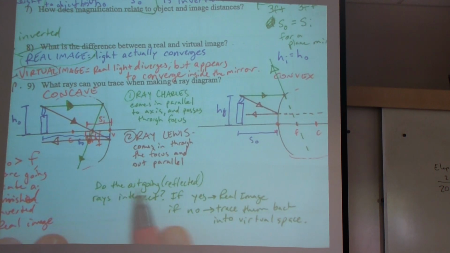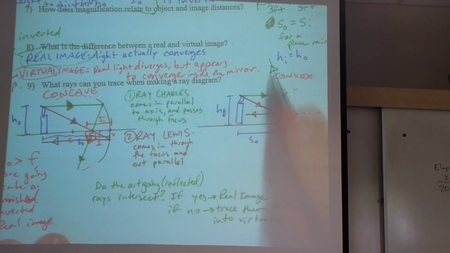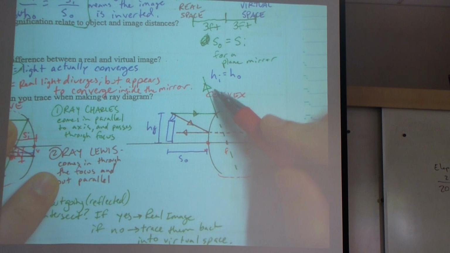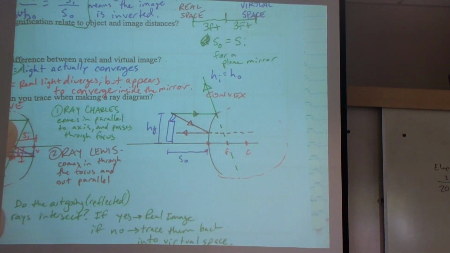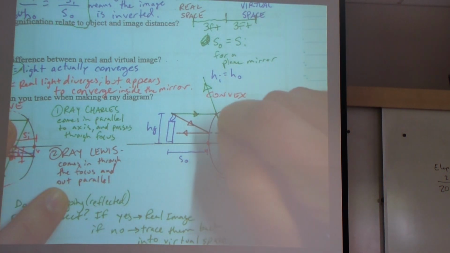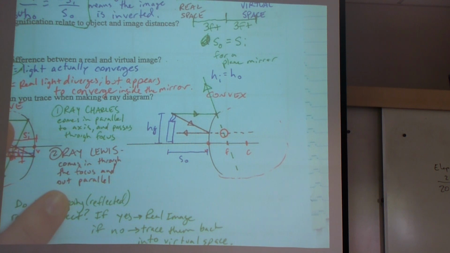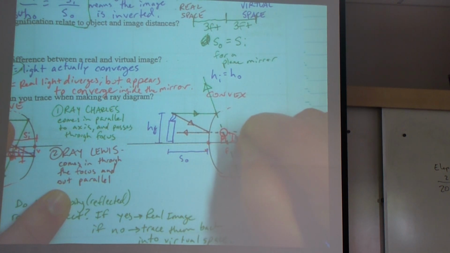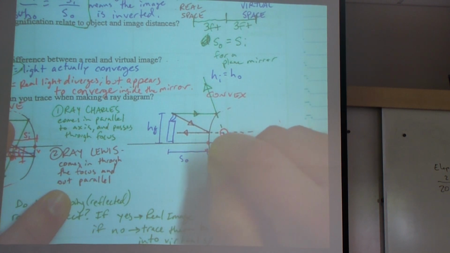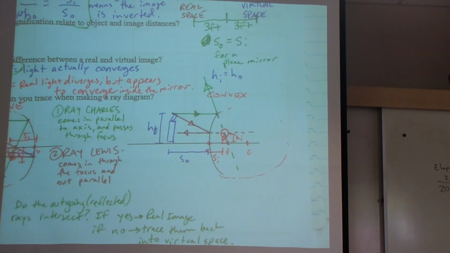And we ask ourselves, do the outgoing reflected rays intersect? No. Look at them. They diverge. See where they intersect right there? They intersect in virtual space. That's our little object, a little tiny candle. That's HI, that's SI.